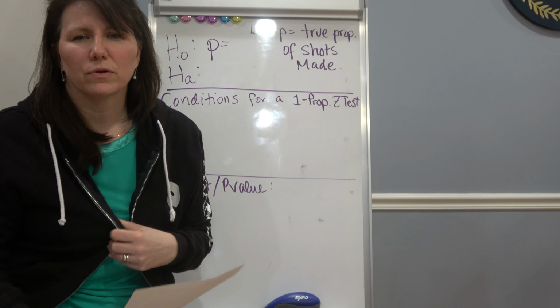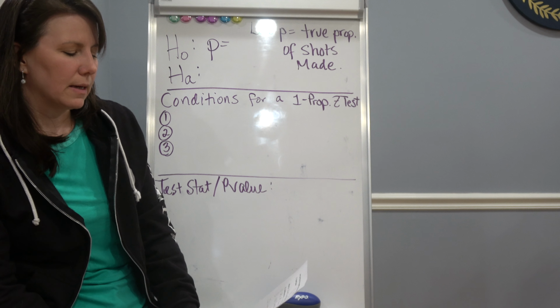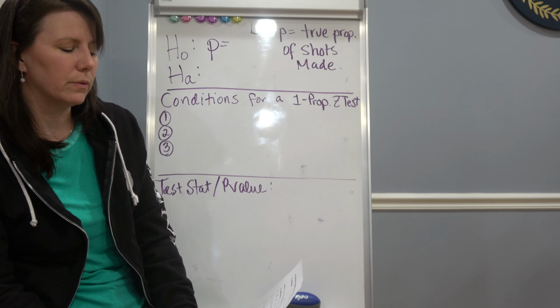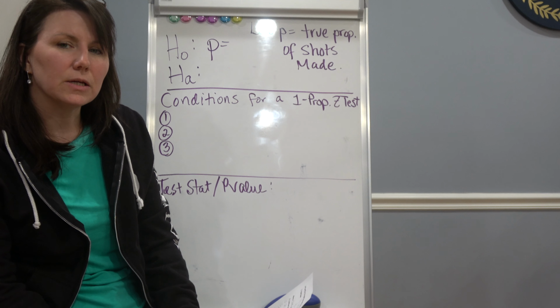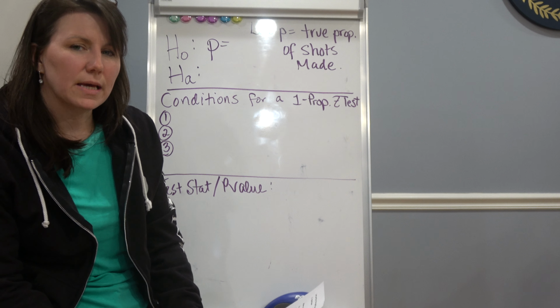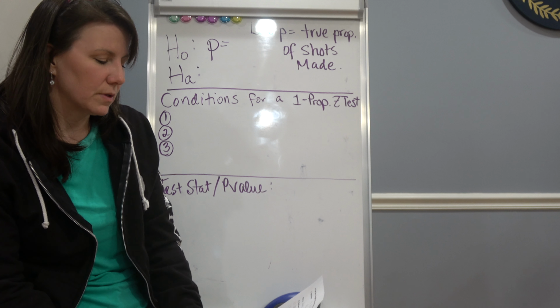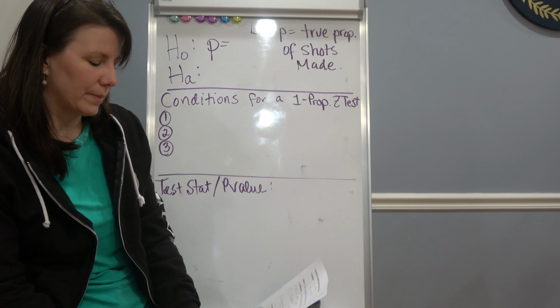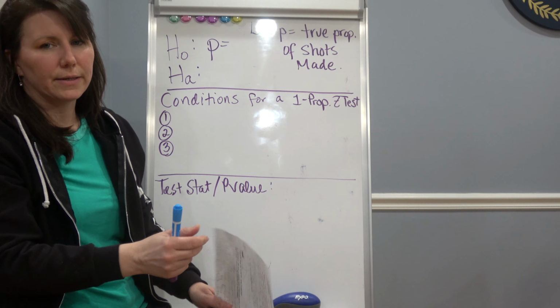This particular problem was about a basketball player who claimed that he shot 80% from the free throw line. So this is the problem I'm talking about. It looks like this. These notes are on Schoology all filled in as well.